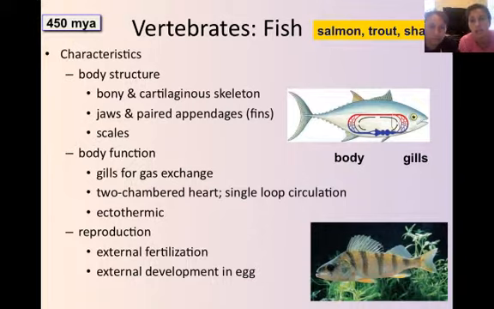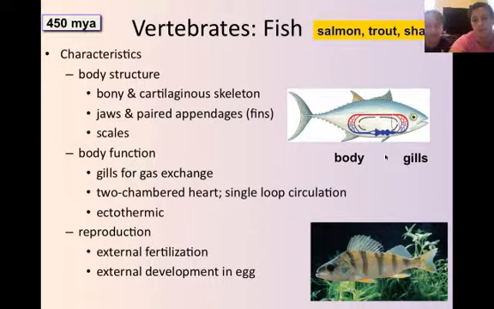Okay, the first part of vertebrates is the fish. These are like salmon, trout, sharks, any fish you can think of. Some characteristics of fish, in their body structure: their skeleton is made of bones and cartilage. They do have jaws and paired appendages, which are their fins. They are covered in scales. Now, body function: their gills are used to exchange gas. They have a 2-chambered heart and a single loop circulation, as you can see in the diagram over here. They are ectothermic, meaning they are cold-blooded.